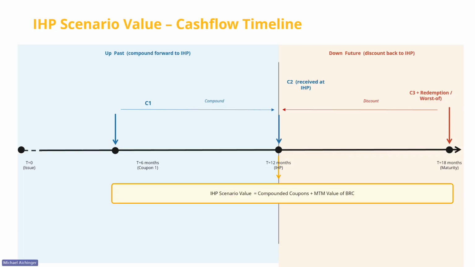At an intermediate holding period, how is the scenario value calculated? Basically, now you have 2 components. You have cash flows that may already have occurred in the past with respect to this date. Again, you need to compound these cash flows, plus you need a mark-to-market valuation of the barrier reverse convertible. So basically, you need a valuation of the instrument at the intermediate holding period.